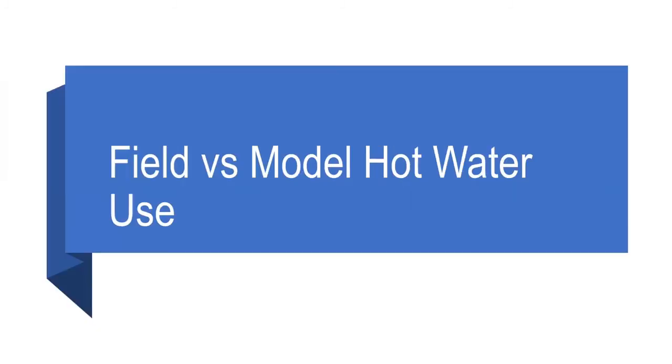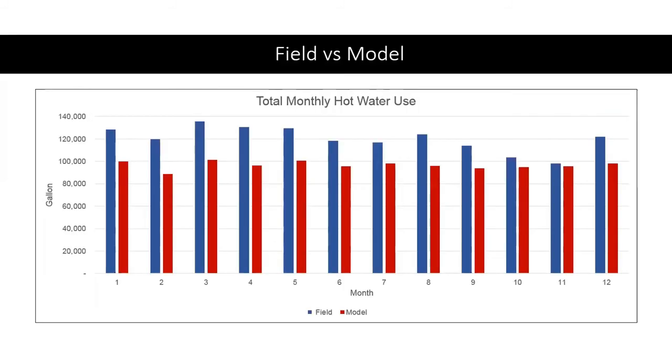So then finally I have some field versus the model hot water usage. Just keep in mind that this is still a work in progress. So here we have field and model data. This is the total monthly hot water usage. We notice that the field data is much larger than the model. This is something that's very interesting, because I would expect that they would be almost the same.